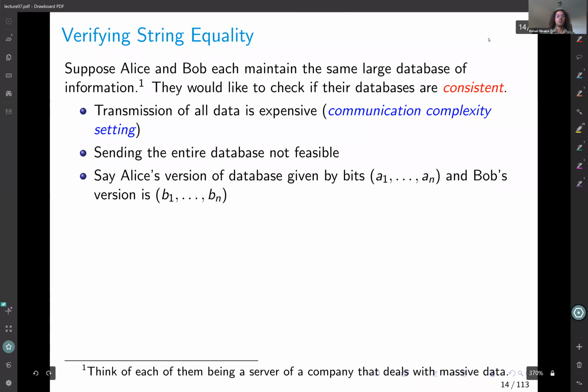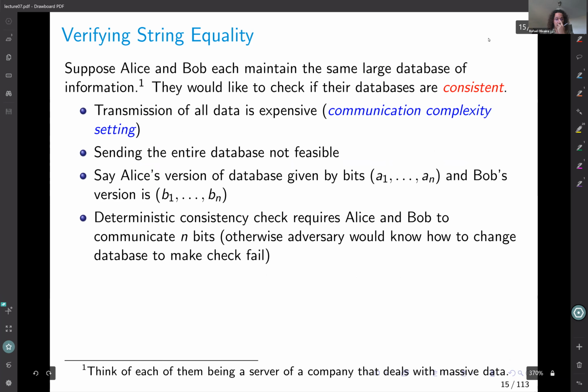Now suppose that Alice's version of the database is given by bits, just for simplicity, A1 up to An. Of course, the order of these bits matters, because the databases are stored in order. And suppose that Bob's version is B1 up to Bn. So they both have databases with n elements, and now they want to check if those databases are the same.